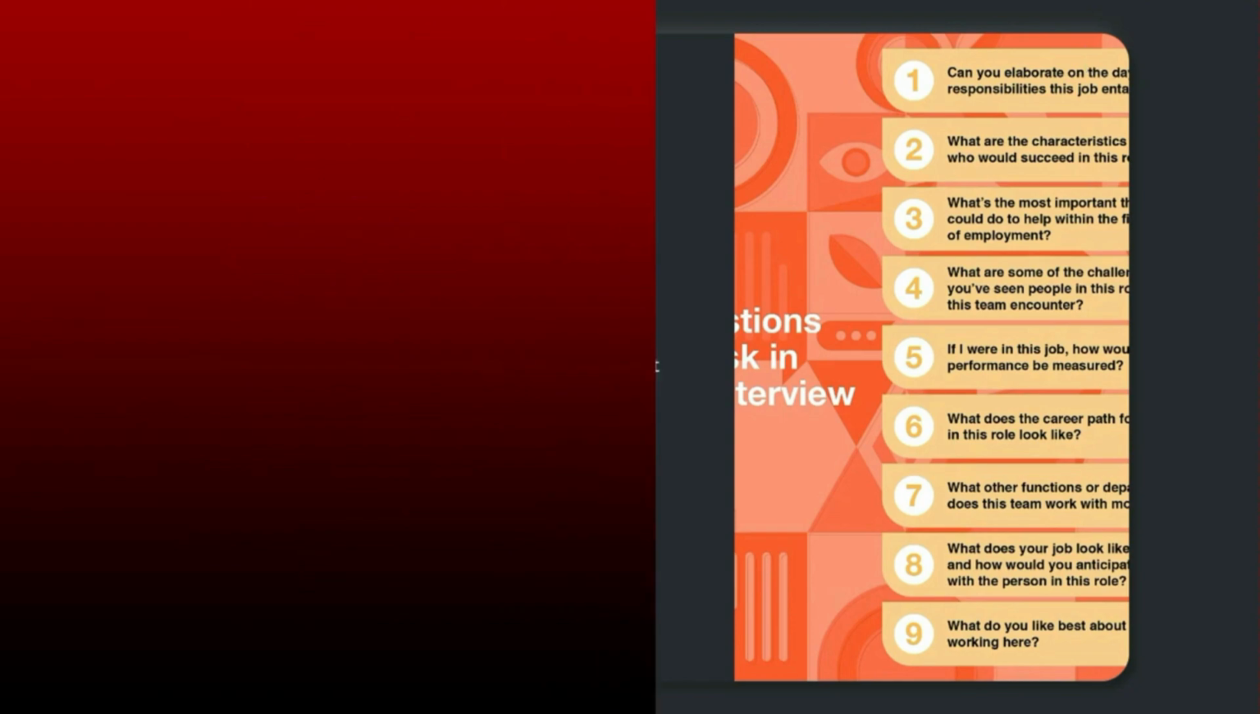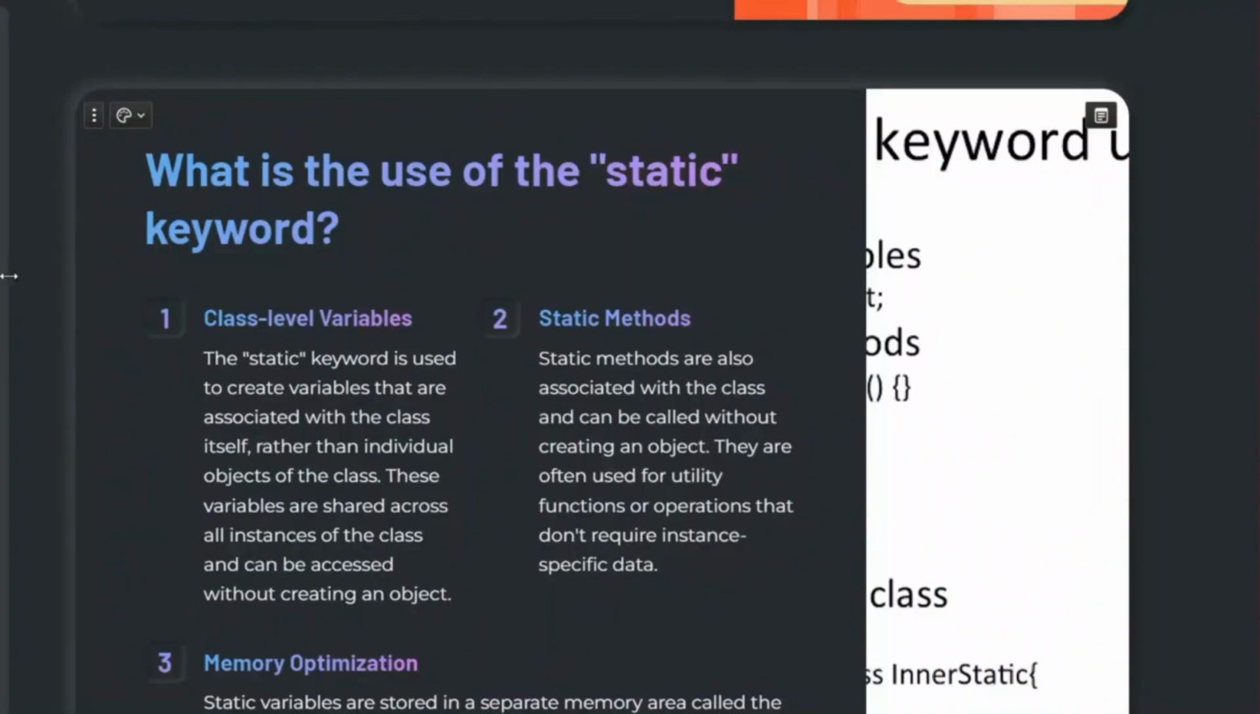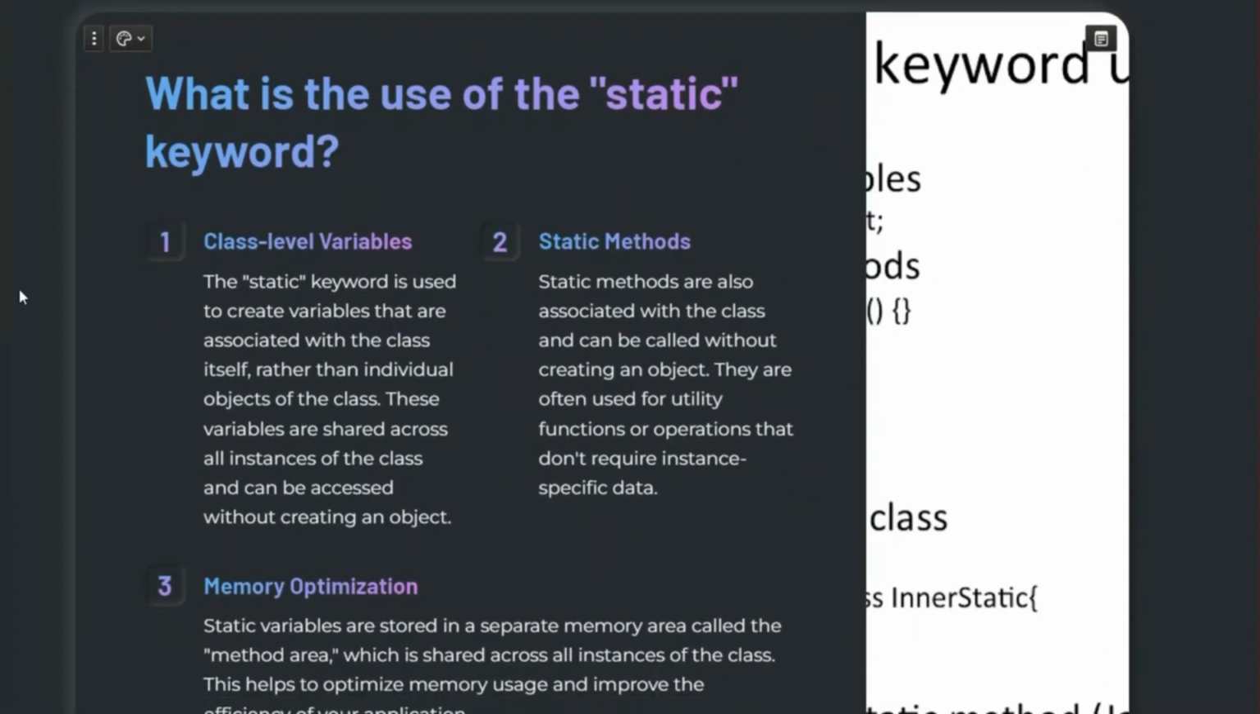So the first question is: what is the use of the static keyword? As you know, the static keyword in Java is used to indicate that a particular member belongs to the type itself. It can be used with variables and with methods, right? Whenever you use static with variables or methods, they can be used in the main method without creating an object of the class, because they are connected with the class itself, not with the object, right?